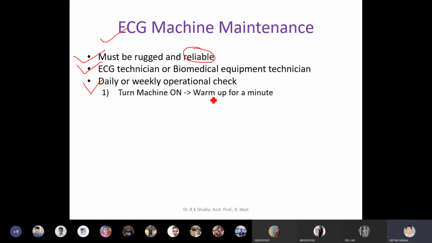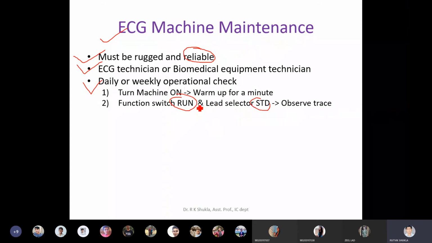First is turn on the machine and warm up for a minute. This is the maintenance process. Turn the machine on, so that gives warm up for a minute. Keep the function switch in run and lead selector switch in standard position. There are two switches. One is called function switch and another is called lead selector switch. Here you have to put in run, here you have to put in standard, and then you have to observe the trace.